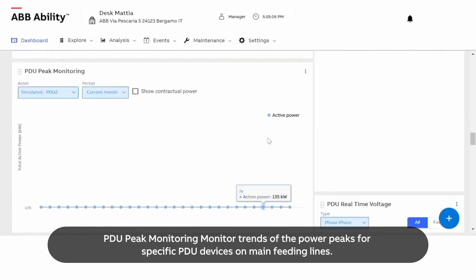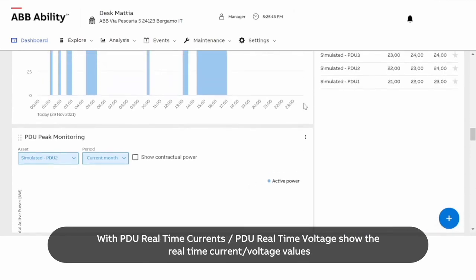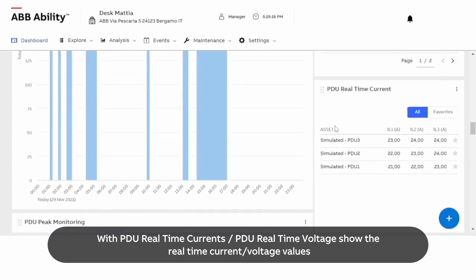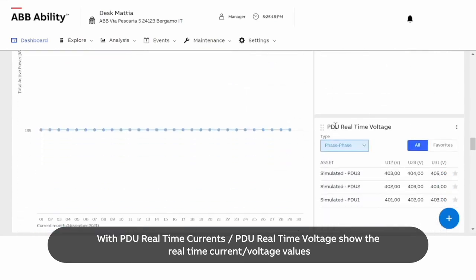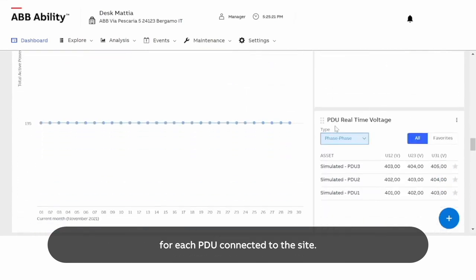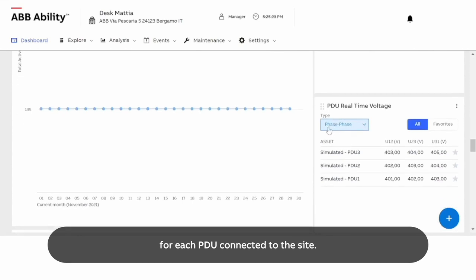PDU Peak Monitoring, monitor trends of the power peaks for specific PDU devices on main feeding lines. PDU Real-Time Currents and PDU Real-Time Voltage show the real-time current and voltage values for each PDU connected to the site.